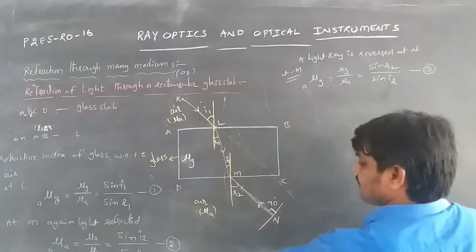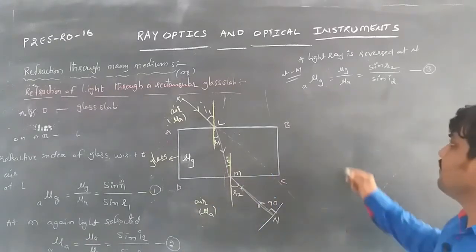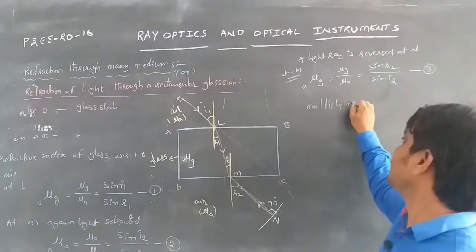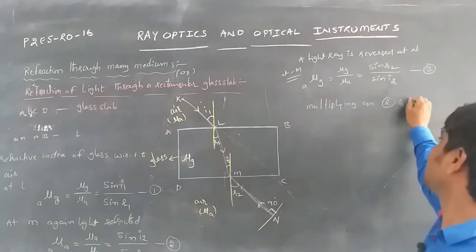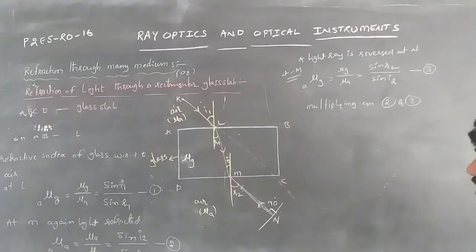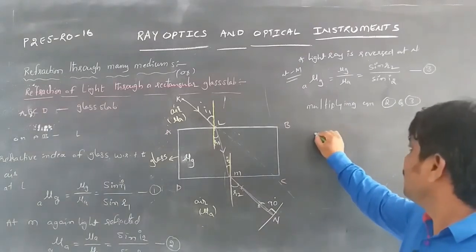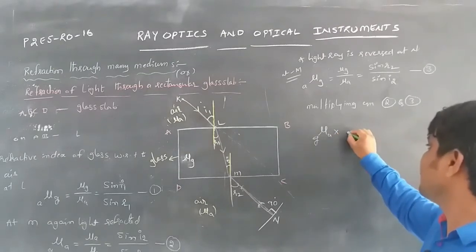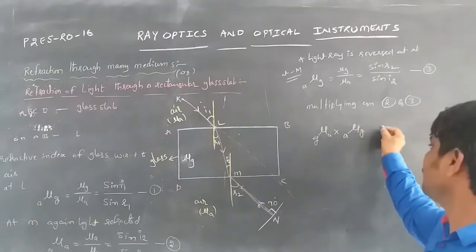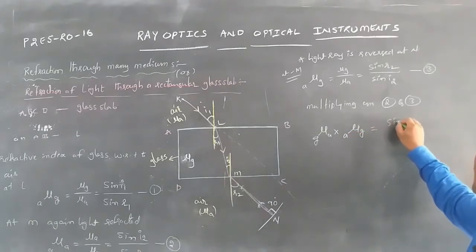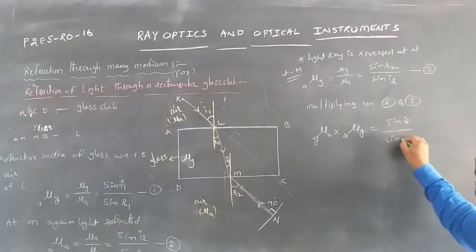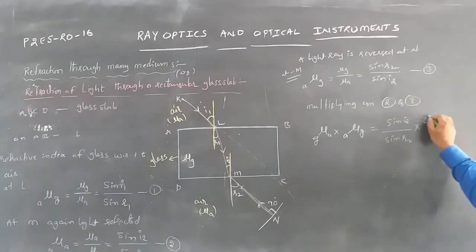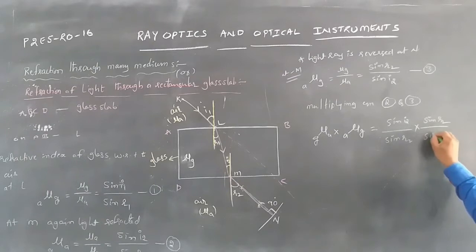By multiplying equations 2 and 3, we get the refractive index of air with respect to glass times the refractive index of glass with respect to air, which equals sine I2 by sine R2, that is equation number 2, into equation number 3, which is sine R2 by sine I2.